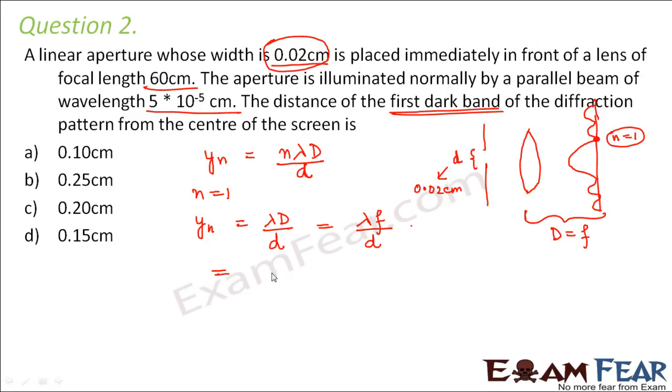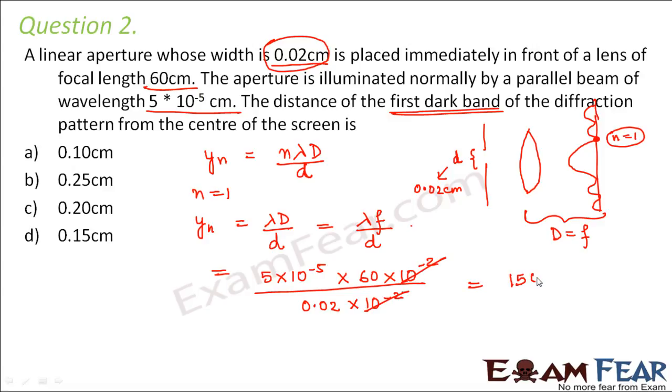Perfect. Now let's put in the values. Lambda is given as 5 into 10 to the power minus 5. The focal length is given as 60 centimeters, so 60 into 10 to the power minus 2 meters, divided by d, which is 0.02 centimeters. This will again be multiplied by 10 to the power minus 2 to convert it into meters. When you calculate this, you get 150 into 10 to the power minus 5 meters, which is equal to 0.15 centimeters. So the correct option is D.